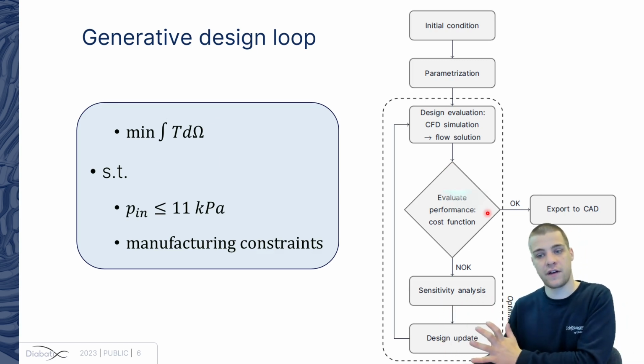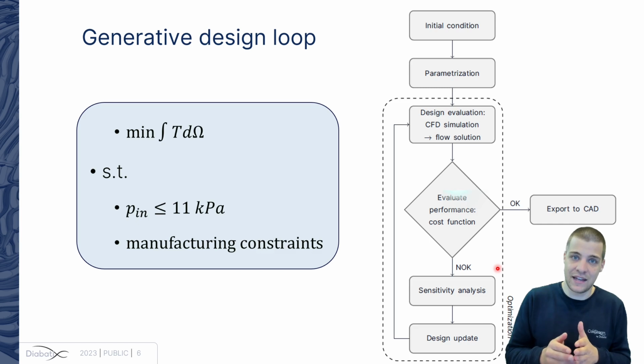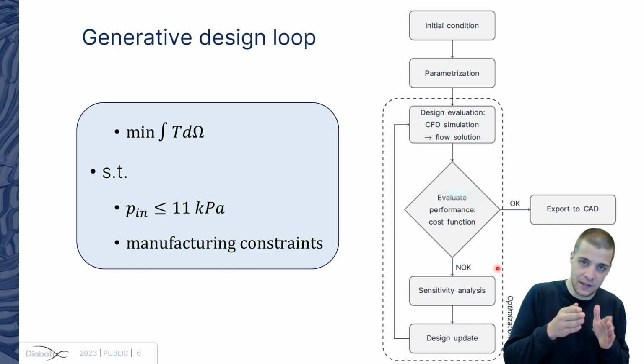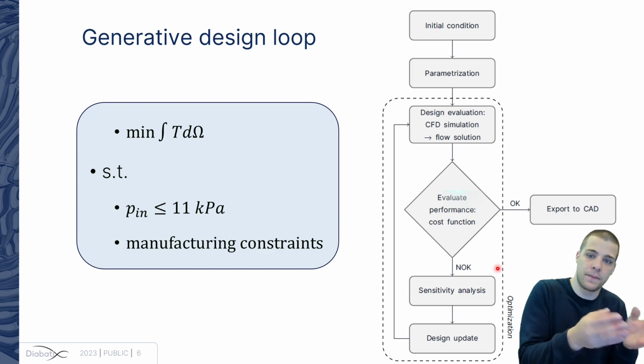You can export it to CAD file. If it's not okay, you do a sensitivity analysis, and that's very much the most difficult aspect of the conventional design cycle. With sensitivity analysis, you basically determine, if I change that, how much will that affect my cost function?